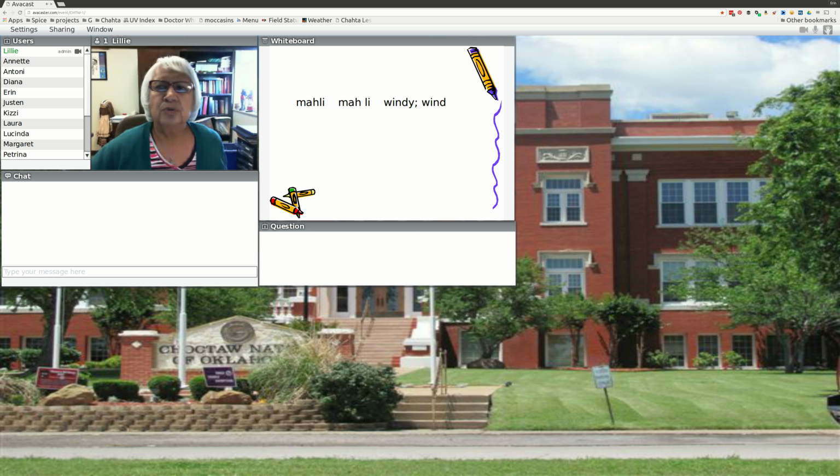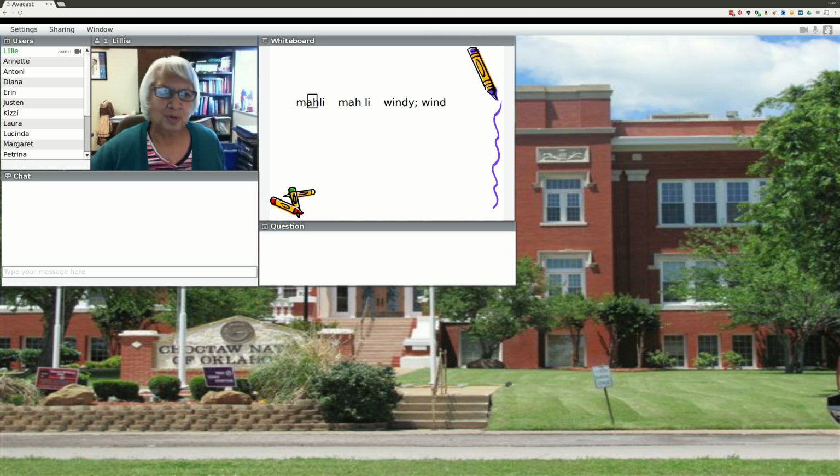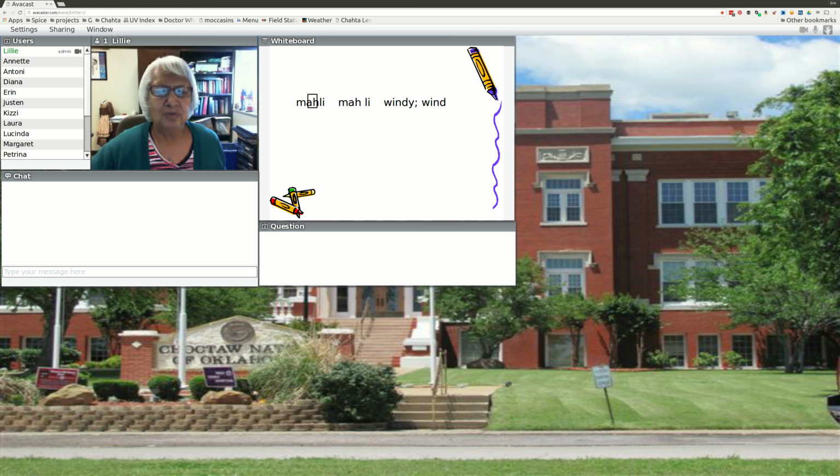Your question on this word might be, how will I know? How will I know if this HL is going to be the aspirated L or not? You won't. You won't know. And that's the reason why it's important to learn from speakers. How are they going to pronounce this word? Is it mahli or is it mahli? In this case, it is mahli.